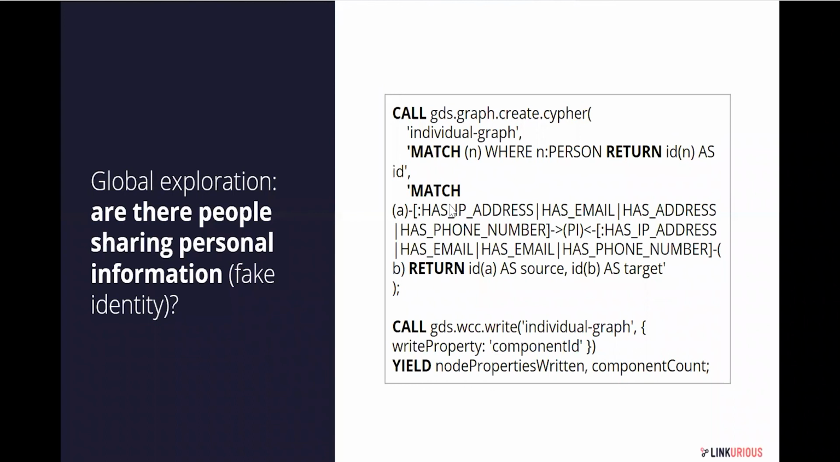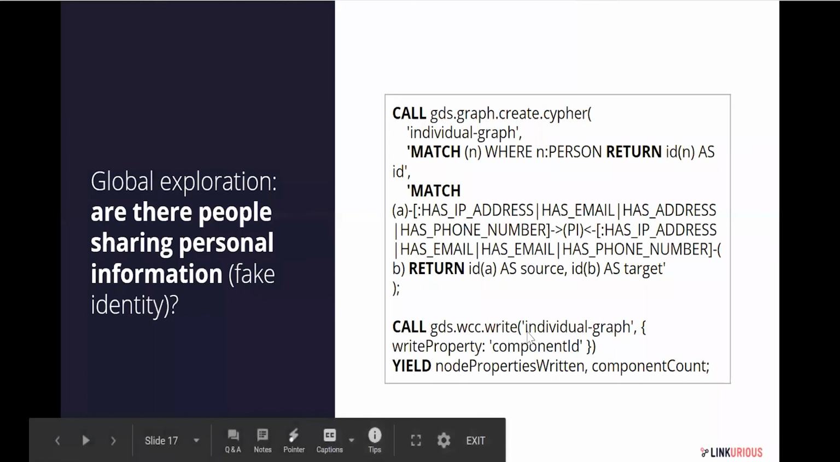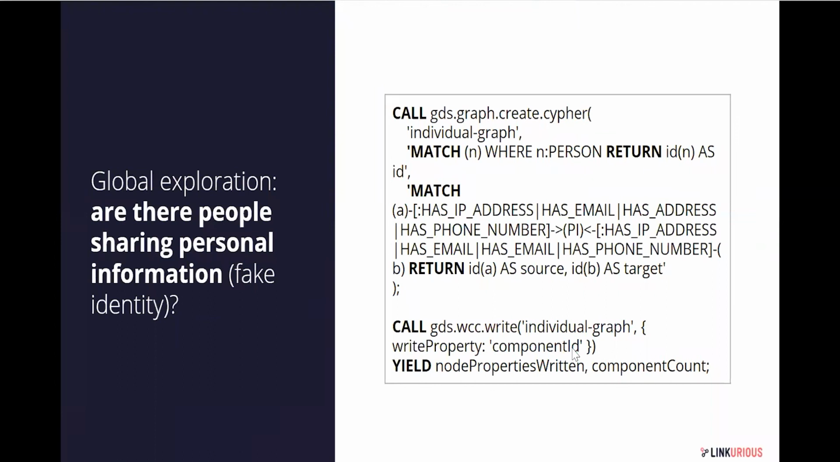Okay. And then we are leveraging the newly created graph projection titled individual graph, and we are running the weakly connected components on that subgraph. And we are adding some new properties to the nodes. Specifically, we are adding a component ID property. So it's going to be something that we'll be able to use later to leverage the result of the algorithm.